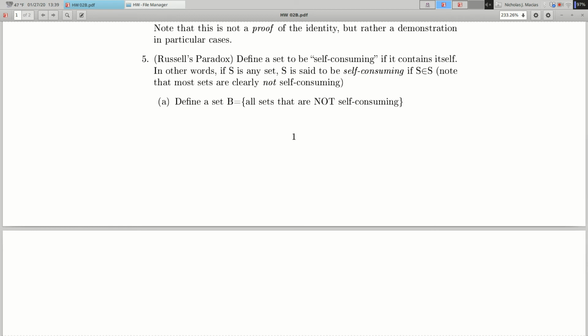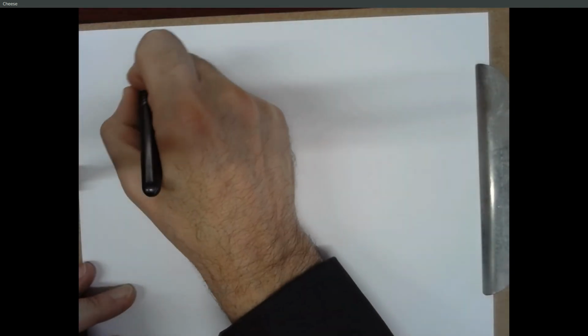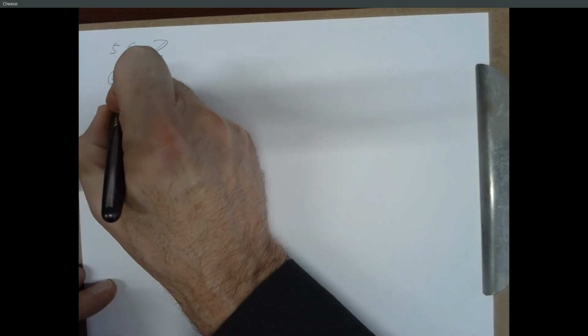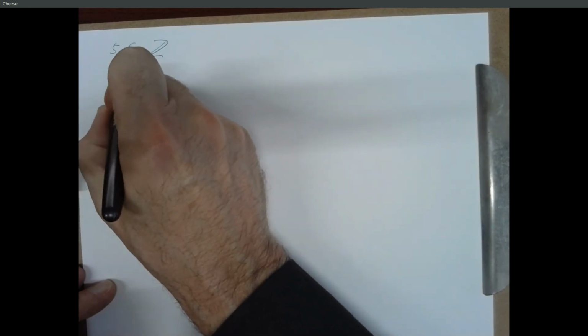So what does it mean when a set is self-consuming? A set is self-consuming if it contains itself, okay? This is a strange thing. So for example, here's a set of all integers Z, and we know that the number 5 is an element of Z. And we know that a smiley face is not an element of Z. So there's some things that belong to this set, there's some things that don't belong to this set.